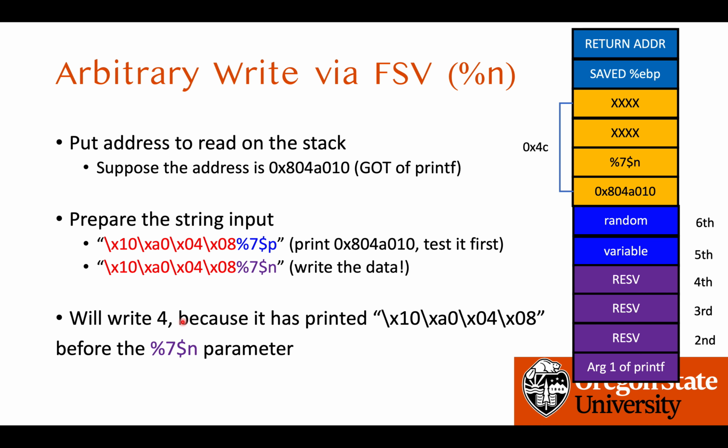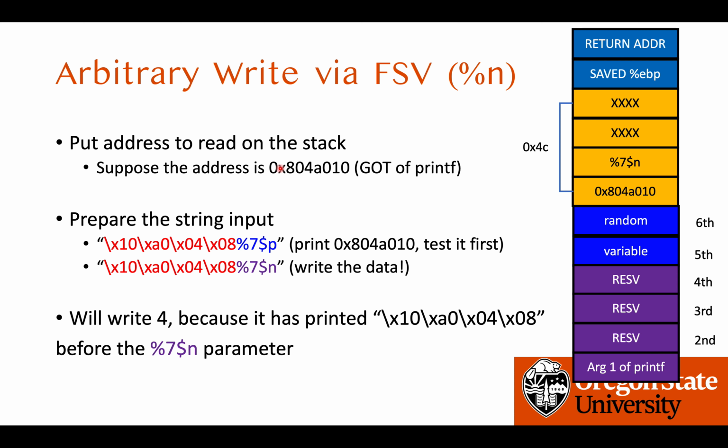So we just learned how to launch an arbitrary read. Then how can you do arbitrary write? We will use a very similar approach to launch an arbitrary write, and the only thing that changes is that we change the %s to %n, because %s is for dereferencing and reading the data, and %n is for dereferencing and writing the data.